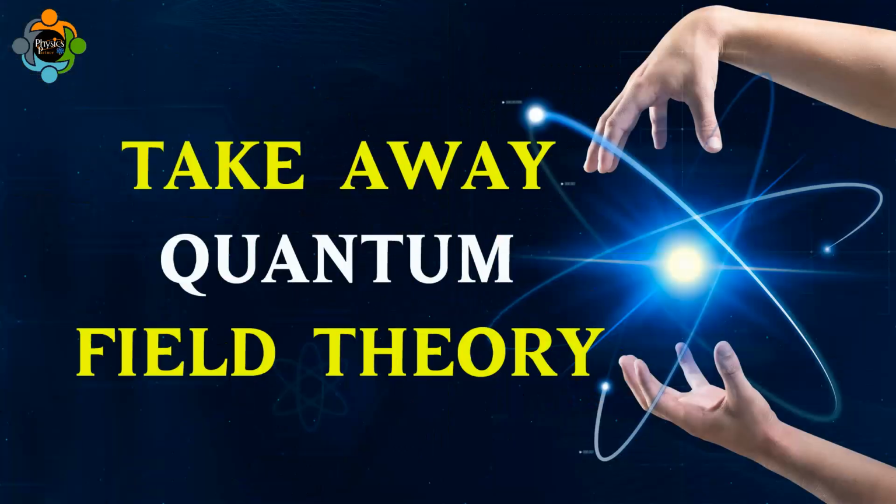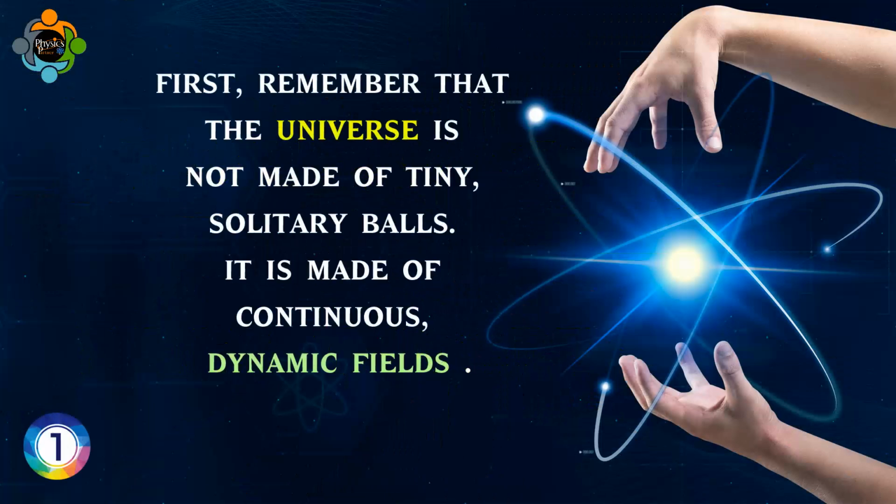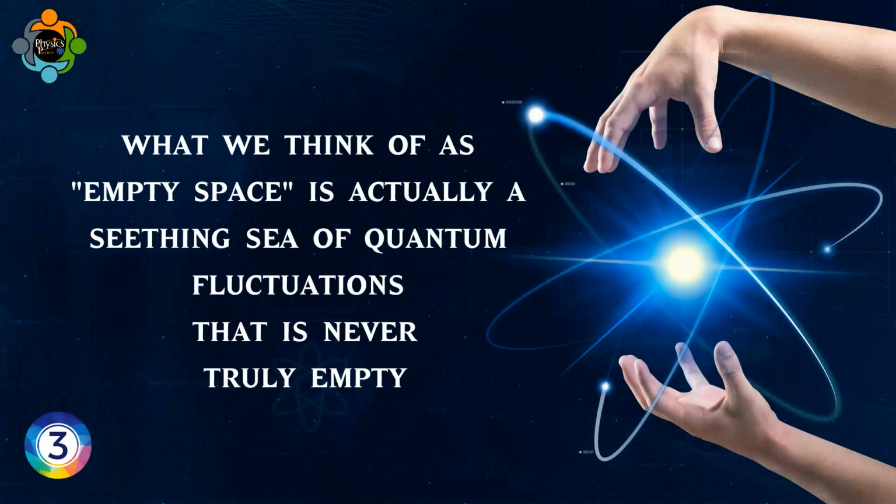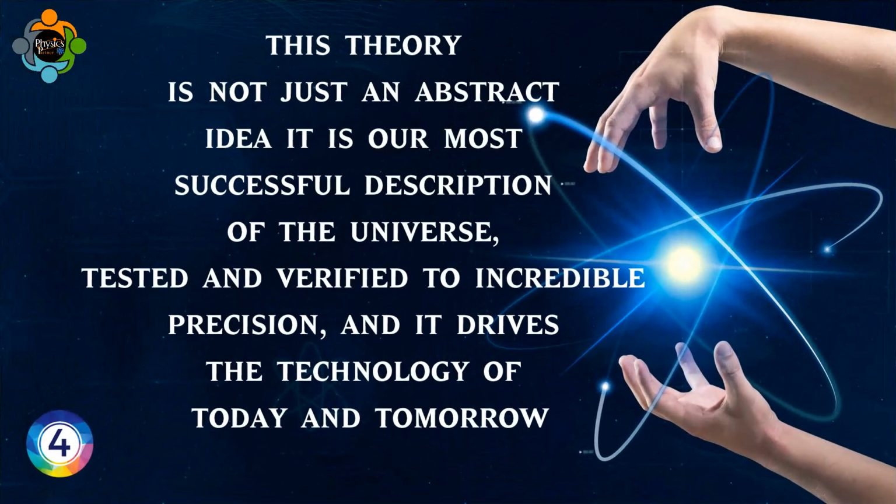So, what should we take away from our journey into quantum field theory? Number 1. Remember that the universe is not made of tiny, solitary balls. It is made of continuous, dynamic fields. Number 2. The particles we observe are simply excitations or ripples in these fundamental fields. Number 3. What we think of as empty space is actually a seething sea of quantum fluctuations that is never truly empty.